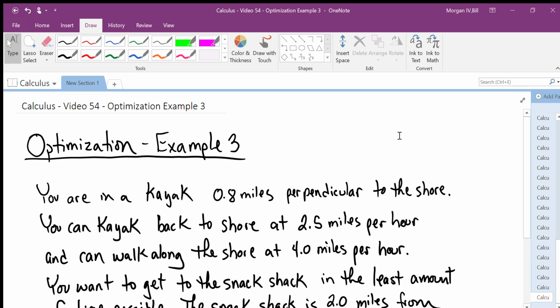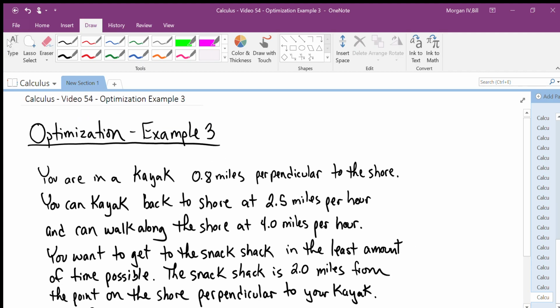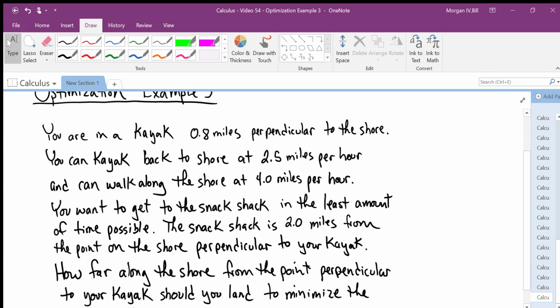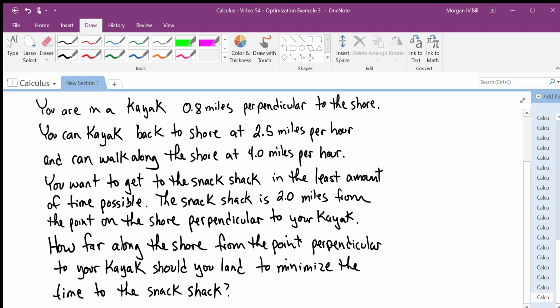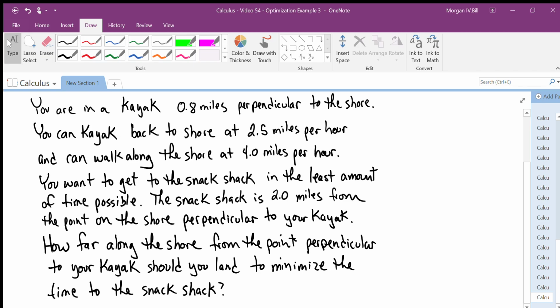Calculus, video 54, optimization, example 3. All right, this time you are in a kayak, 0.8 miles perpendicular to the shore. Actually, let me zoom out here a little bit so you can see the entire problem on one screen. It's a little bit long. There you go. So feel free to pause the video and write down the problem.